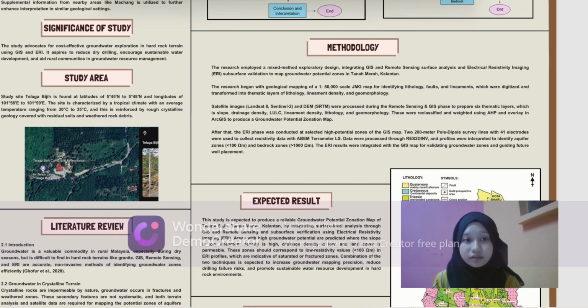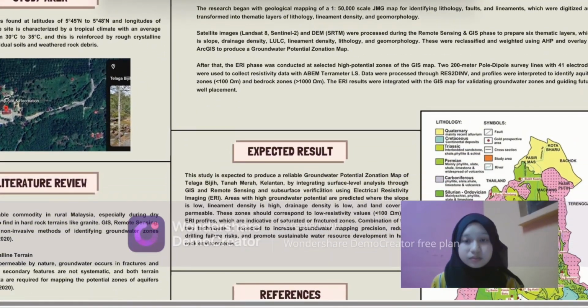Once the GIS analysis highlights the high potential groundwater zones, I select those locations for further verification using ERI. I conduct 200-meter survey lines using the pole-dipole configuration with 41 electrodes spaced 5 meters apart. The instrument used was the Terrameter LS, which sends electrical current into the ground and measures the subsurface resistivity. Finally, this ERI result will be overlaid on the GIS map, allowing us to confirm and fine-tune the location of groundwater zones. Lastly, we will see the expected result.